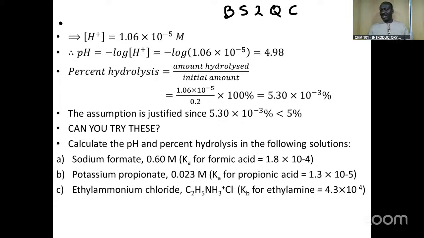Somebody says, sir, is the Kb constant? Of course, it's a constant. That's what we call it. Base dissociation constant. It's constant at a particular temperature.